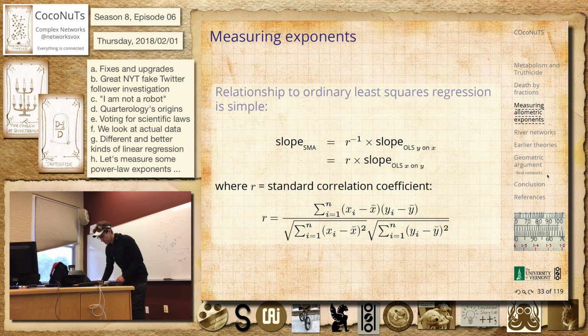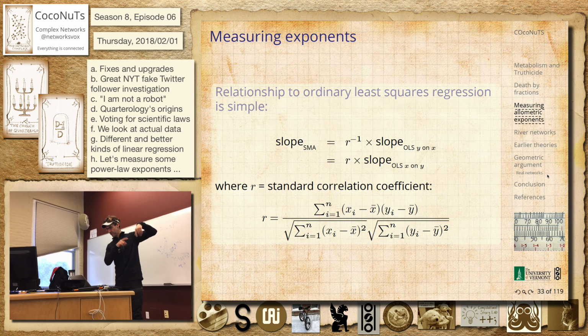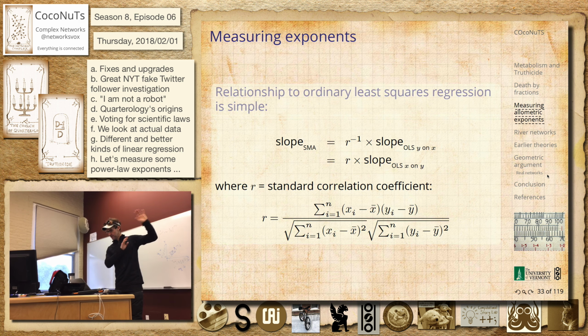Okay, so that's cool. And this is the thing where the slope, ordinary least squares, y on x, x on y, they're connected by the correlation coefficient, by that factor. It's cool.